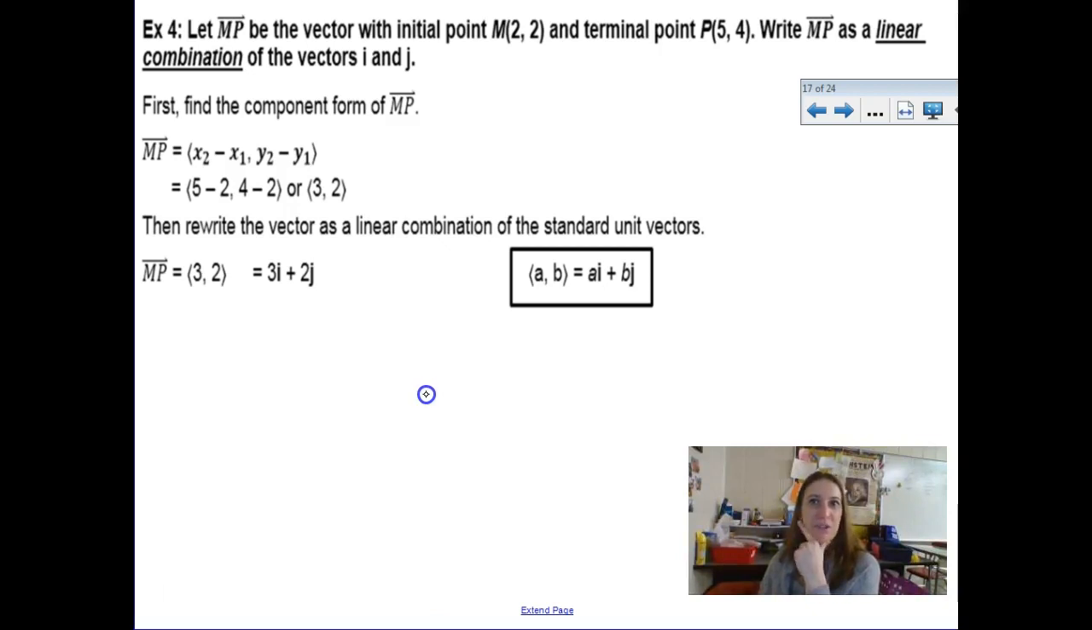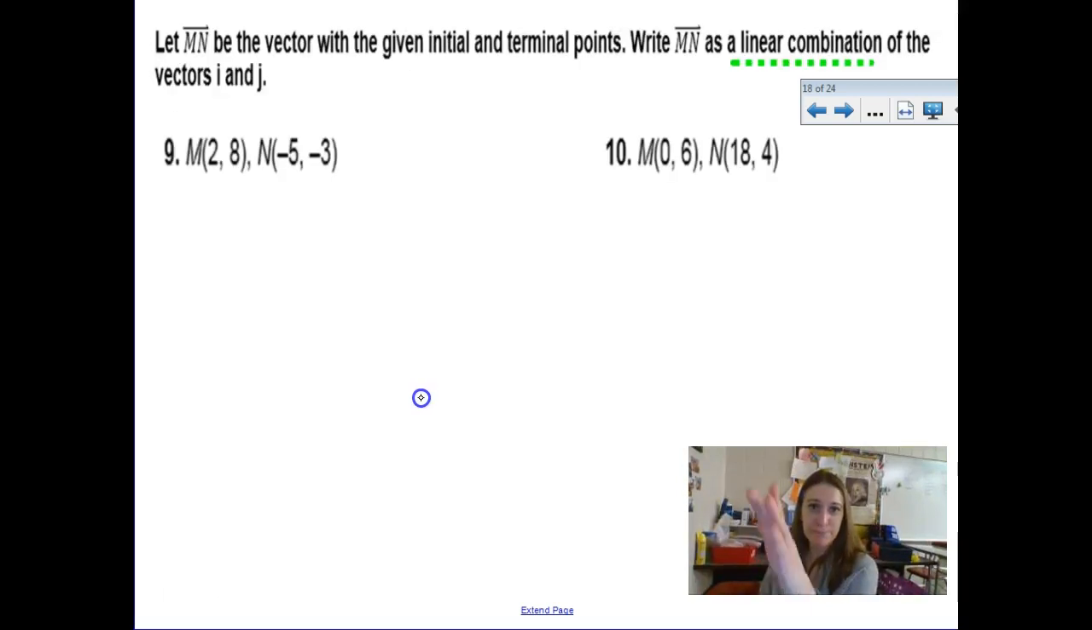This one's already done for you in your notes. With 2, 2, and 5, 4, they found the new resulting vector. Make sure you watch your order. It's always x2 minus x1. Then they just put i with the horizontal component and j with the vertical component. Ta-da! Same thing here on number 9. We need to find the vector, hello, can't read, still can't read.